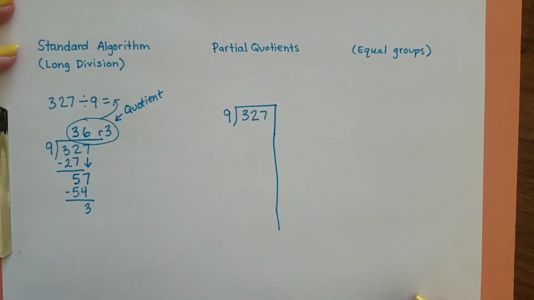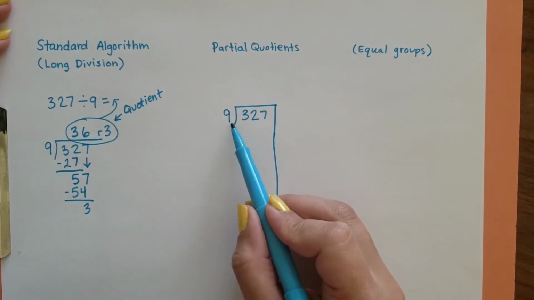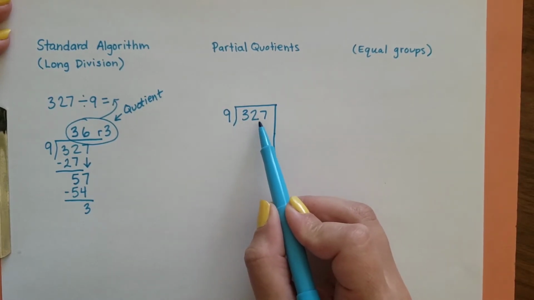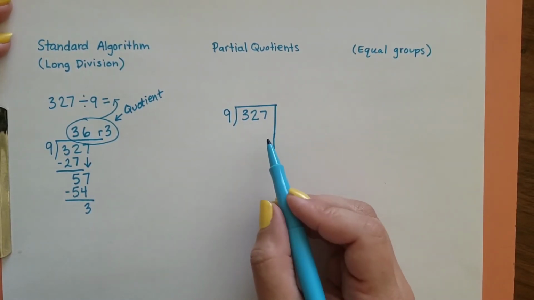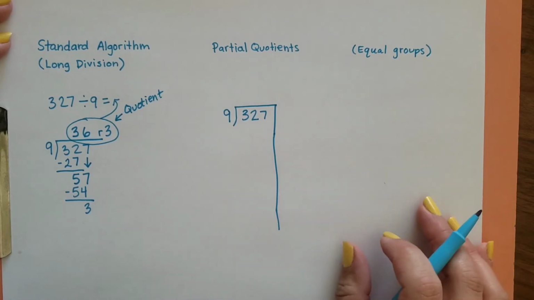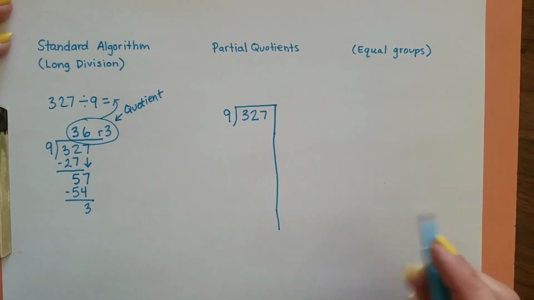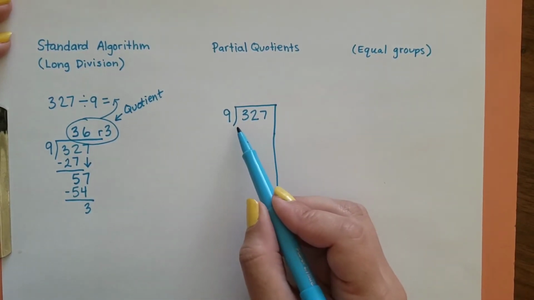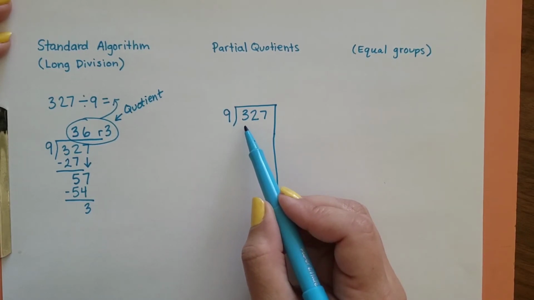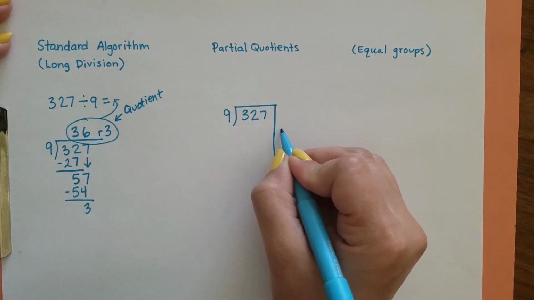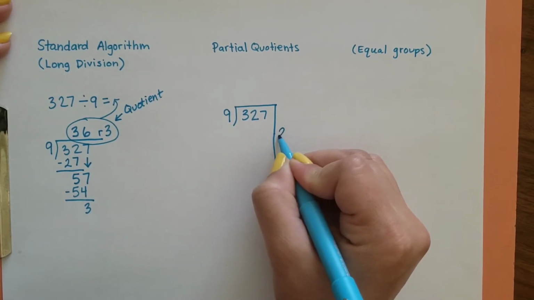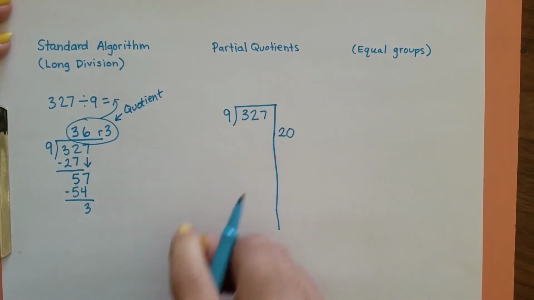Okay. Now with partial quotients, you're thinking, how many groups of 9 can I make in 327? We're going to try to come up with a good guess, but we like round numbers that are easy to multiply. So if I'm looking at this, I might say, 30's too high. I don't know about 30. I'm not sure. Maybe I'll start with 20. I know I could probably make 20 groups of 9.